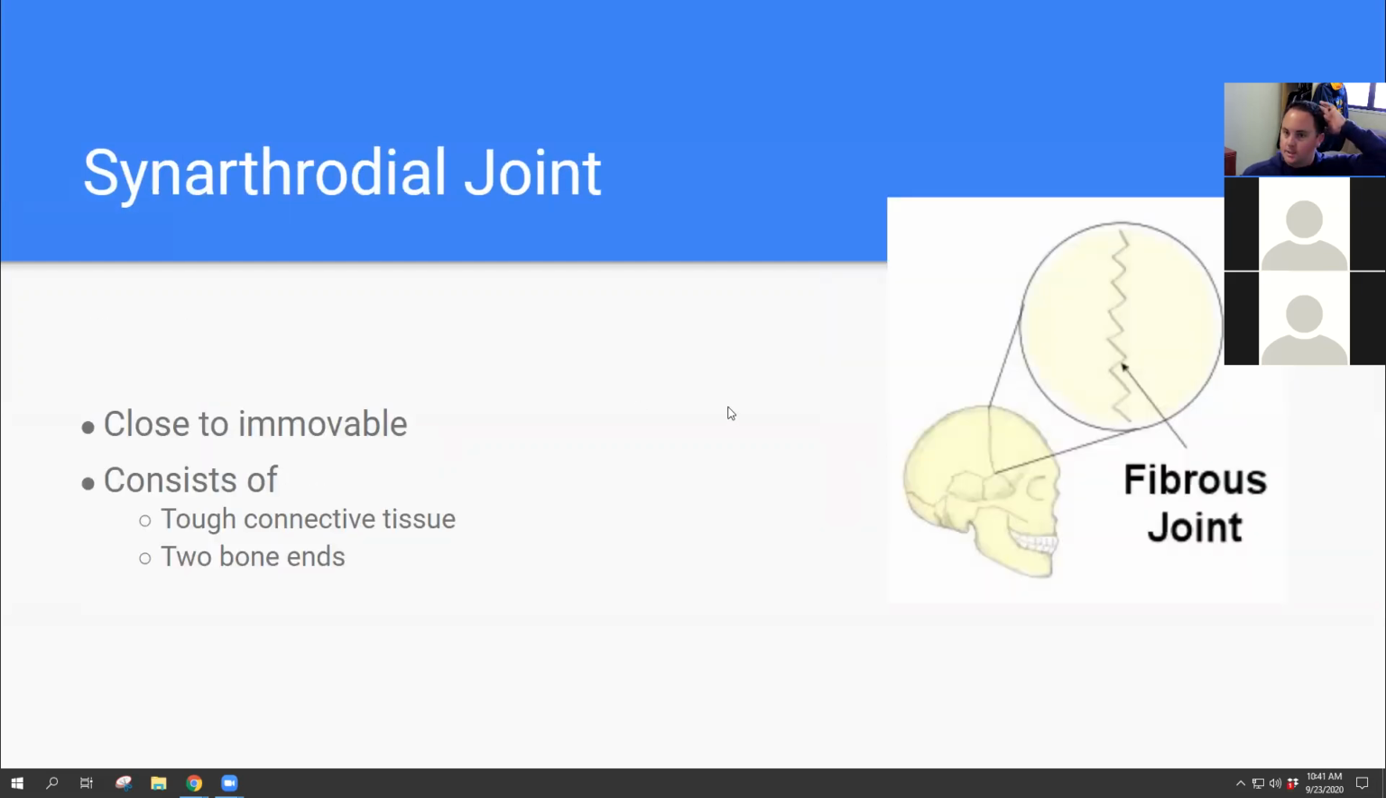Now, are there questions about the 3 types of joints? 3 main categories.